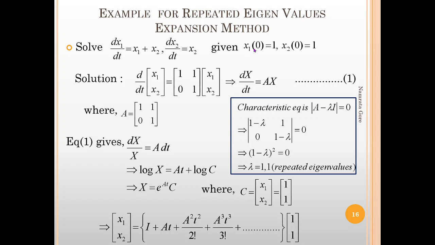And with the given conditions, x1 of 0 equal to 1, x2 of 0 equal to 1, we write this constant c as 1, 1. Capital X we denoted by x1, x2. For e to the power At, since A is a matrix, in place of 1 we write the identity matrix. So I plus A into t plus A square t square by 2 factorial plus A cube t cube by 3 factorial plus and so on. This is the expansion of e to the power At. C is 1, 1.